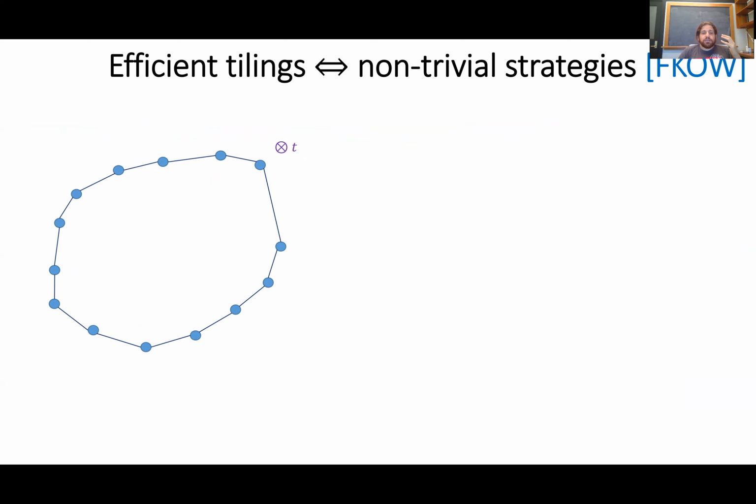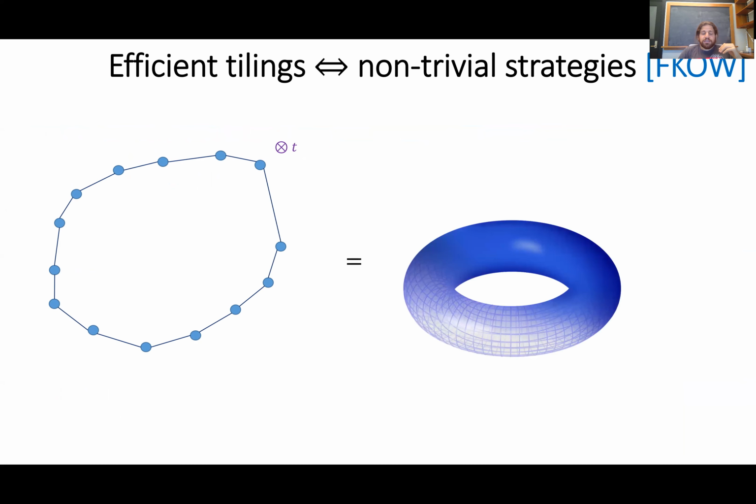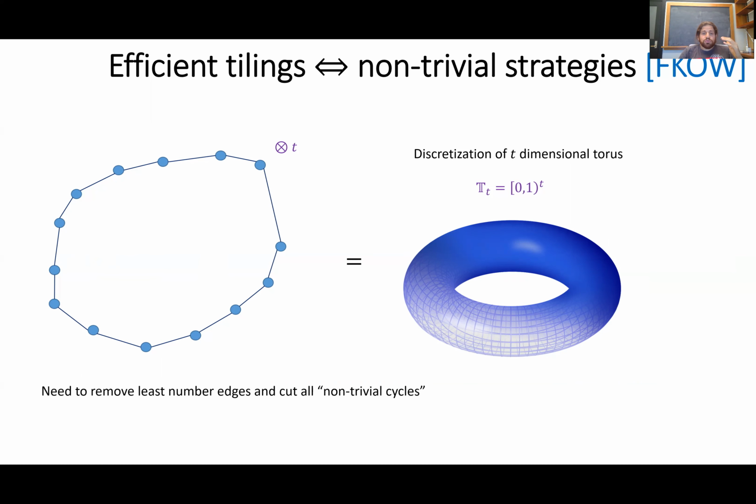So what is this odd cycle when you take t many repetitions? This is really a discrete version of the t-dimensional torus. The cycle goes like that in discrete steps, and the torus goes like that in continuous steps. So it's really the same thing up to discretization. And what we want to do is remove the least number of edges from the torus, or from this product graph, and eliminate all non-trivial cycles, that is, cycles that wrap around non-trivially.